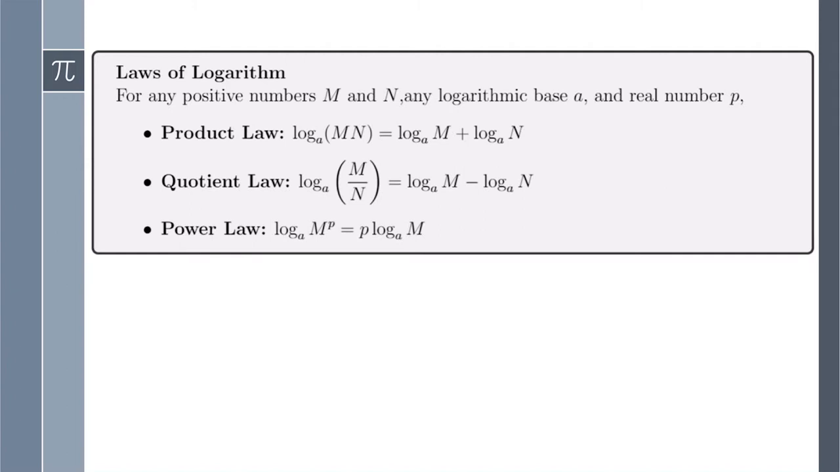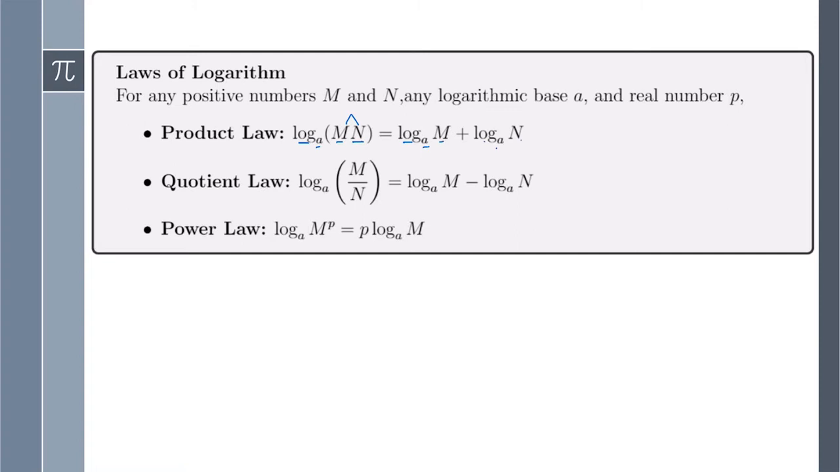So there are three basic rules or laws for logarithms. The first one is called the product law or product rule, which says that log with base a of m times n, so if we have the product, can be written as log base a of m plus log base a of n. So we can split that into a sum.